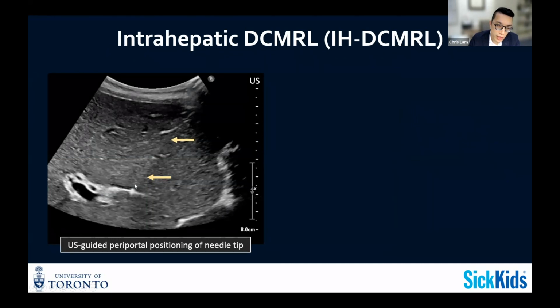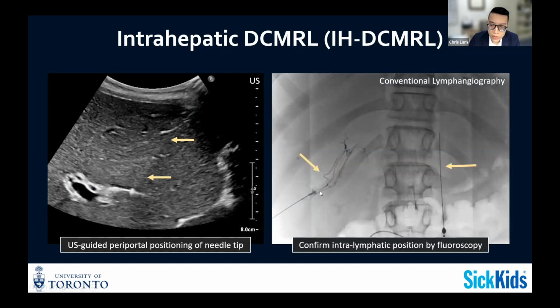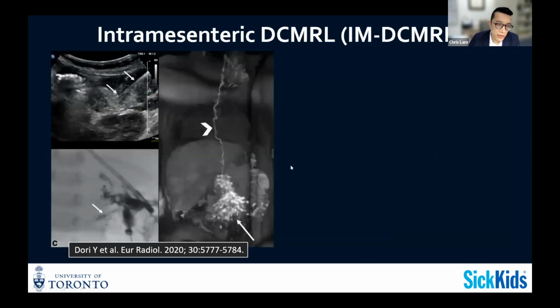This is how we access the hepatic lymphatics. You have your needle coming into the periportal regions where there are periportal lymphatics. In the same method, you confirm your placement by fluoroscopy, and then once you have that, you go into the scanner and inject just as before. Intramesenteric lymphatics is the same way. You find the mesenteric lymphatics by ultrasound. You can confirm positioning by fluoroscopy, and this is what it looks like in a normal case, where you have uptake into the mesenteric lymphatics, which feed into the thoracic duct and go up to the left supraclavicular region.